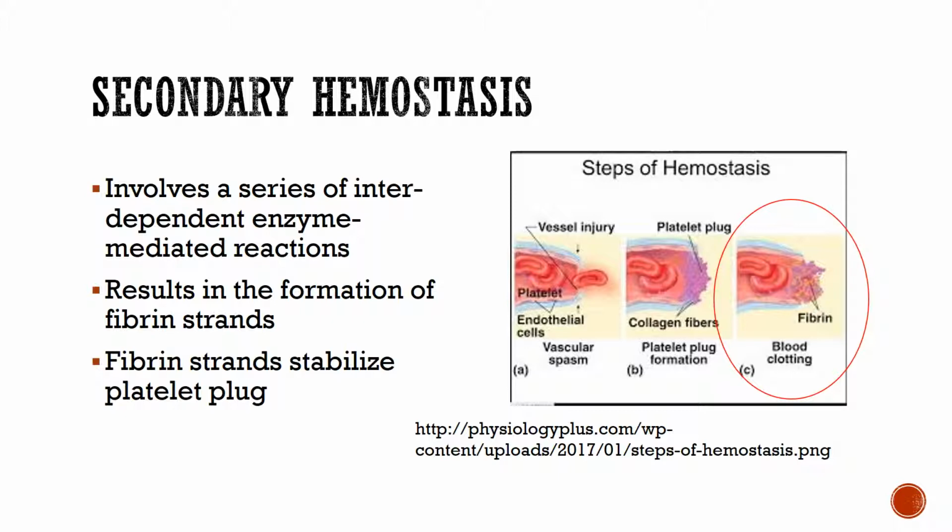This illustration shows the steps in the formation of a fibrin-stabilized clot. A and B illustrate primary hemostasis, whereas C, circled in red, is secondary hemostasis, which involves a series of enzymatic reactions to form fibrin, which stabilizes the platelet plug and stops bleeding.